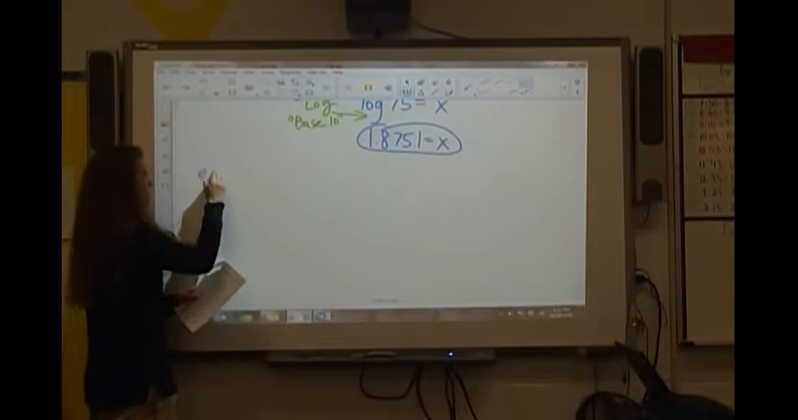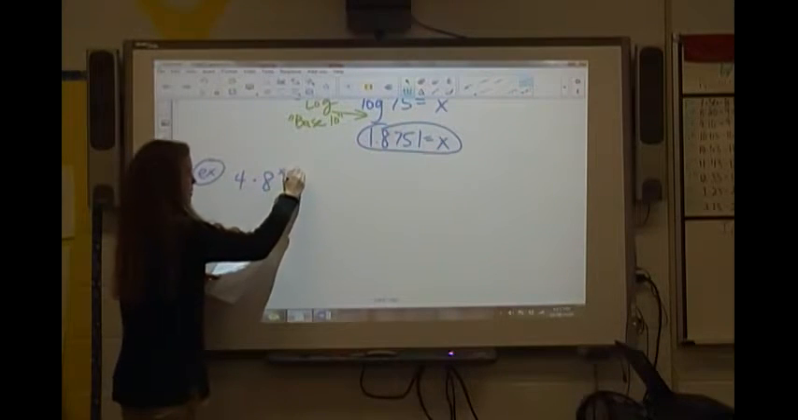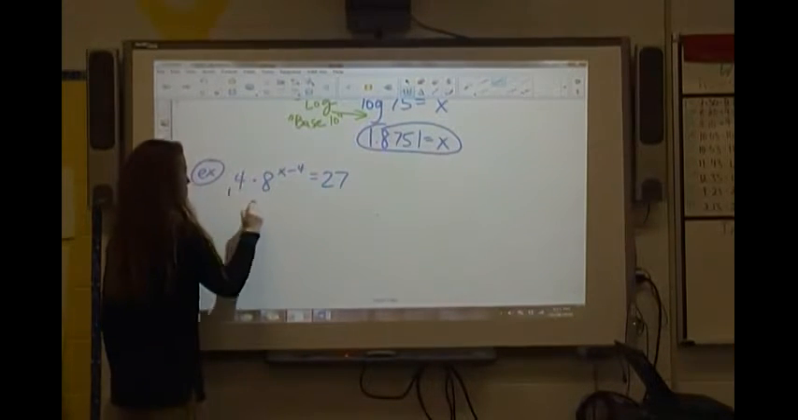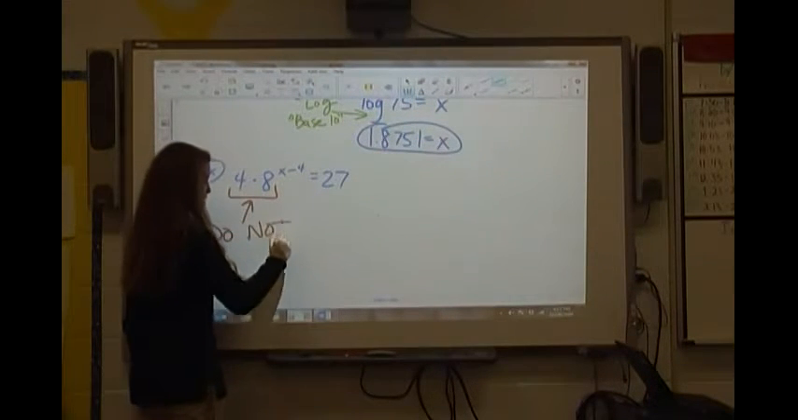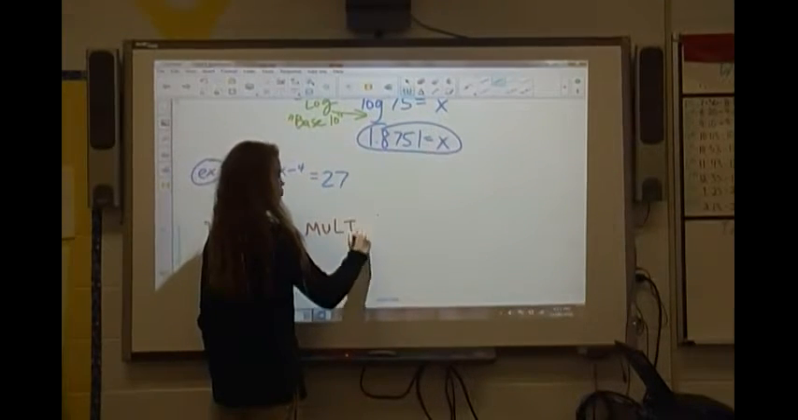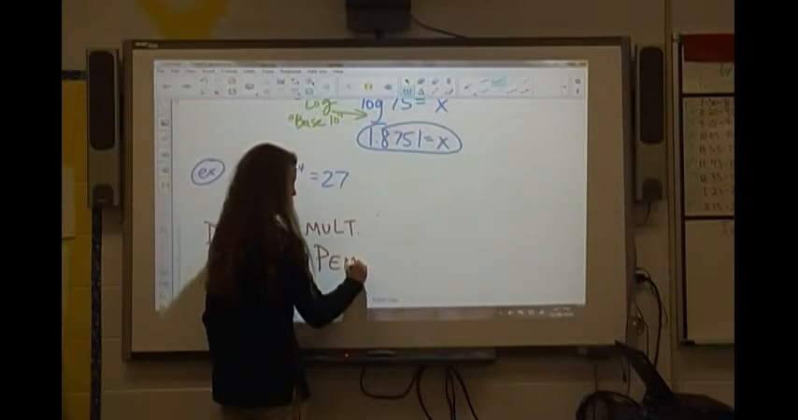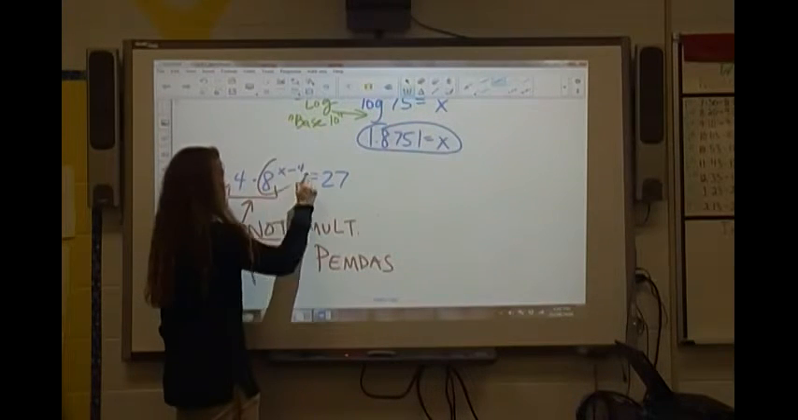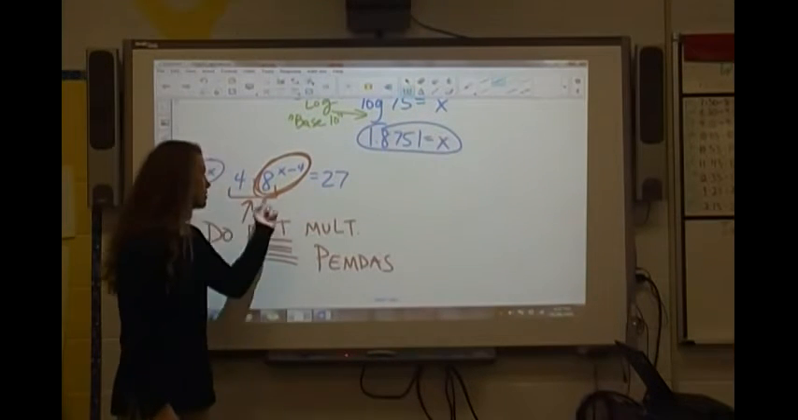So the last one like this, we take a look at this one. We've got 4 times 8 to the x minus 4 equals 27. Now here's the deal with this one. You're going to be really tempted, but do not multiply these. Do not multiply these. That is you making up your own math. Please excuse my dear Aunt Sally, or PEMDAS, or order of operations. It says parentheses, exponent. So this is attached, and you cannot just multiply those together because the exponent would need to happen first.